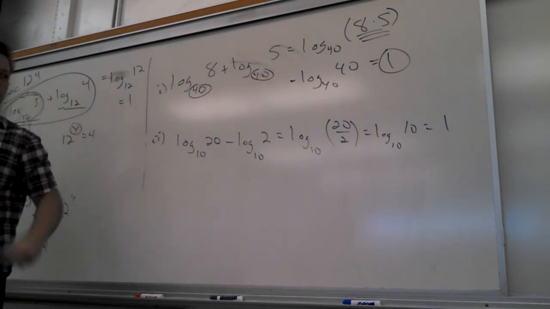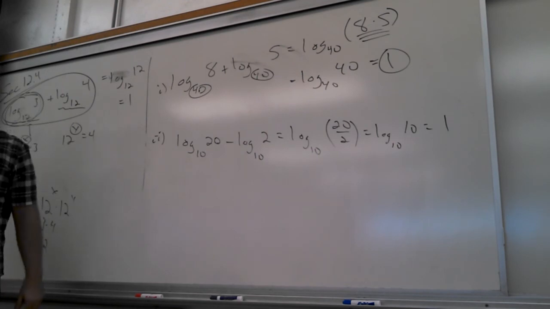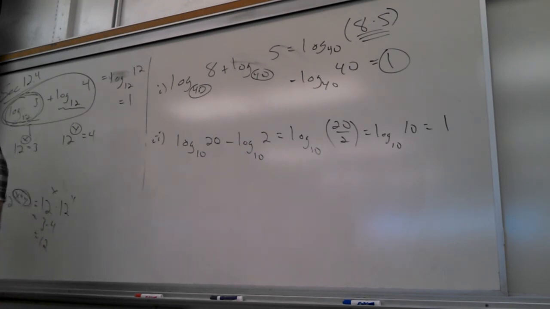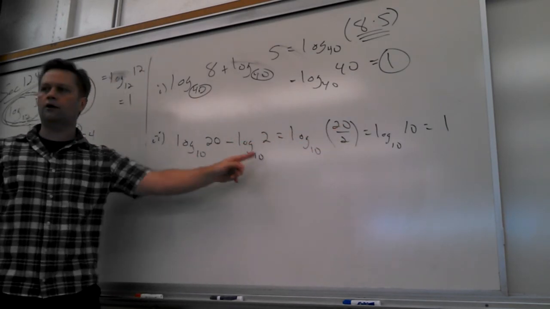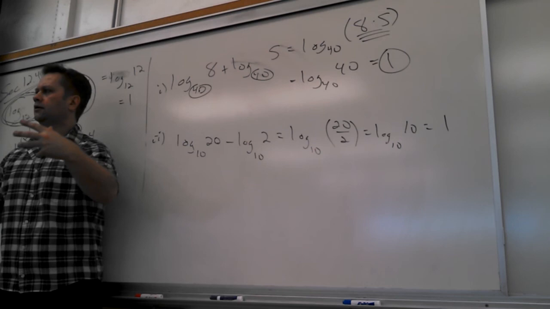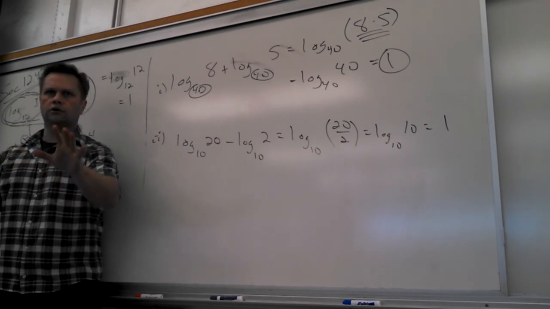So when we're adding, we're multiplying, when we're subtracting, we're dividing. Exactly, because when you divide like bases, what do you do with the powers? Subtract. So this is just saying the same thing. When I divide things with the same base, I subtract the powers. That's what that says. Do you guys understand?